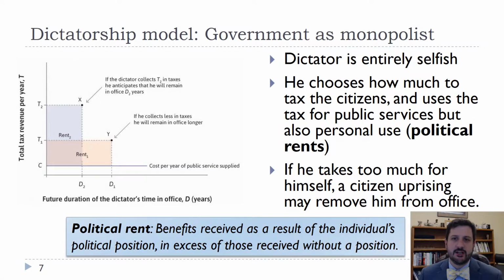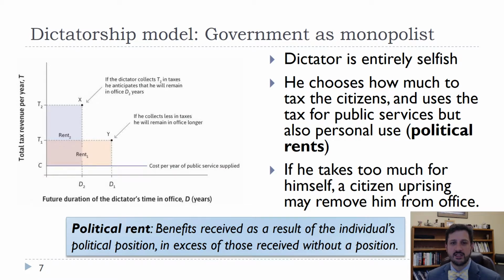So first, let's imagine a dictator in charge of the government. And so the dictator in this model only cares about how much tax revenue he can steal for himself. And so on our graph here, we have total tax revenue per year on the vertical axis and how long the dictator can be expected to stay in power.